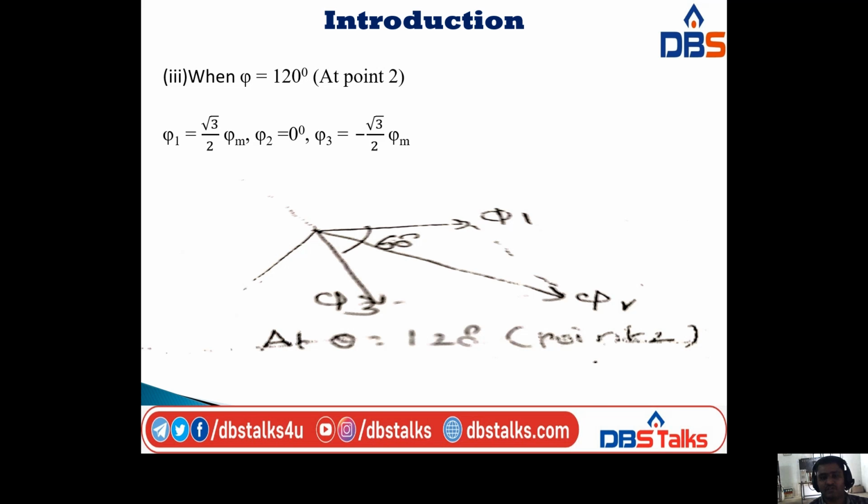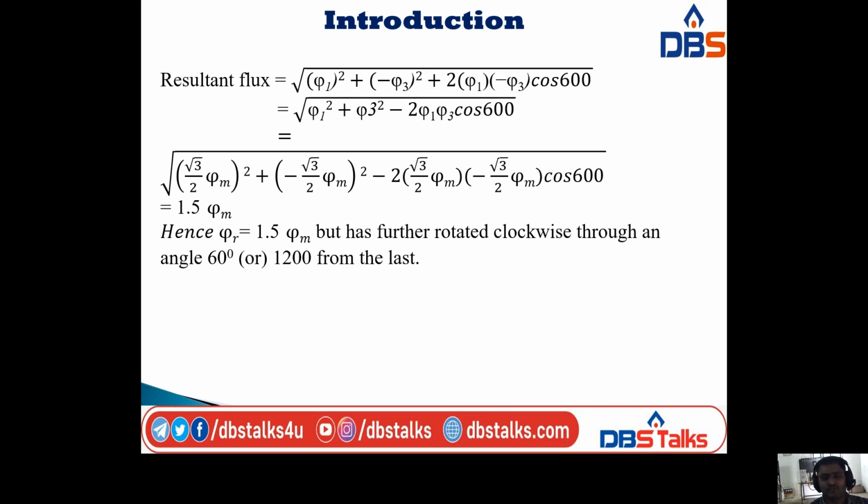So based on these values, we have to draw the phasor diagram. Here phi 2 value is 0, so please ignore the phi 2 value and take phi 3 and phi 1 values. That theta is equal to 120, that is at point 2. We have the phasor diagram like this. So phi r is the resultant sum of phi 3 and phi 1. Okay. So the resultant flux is equal to root of, you know the formula, here we are considering two fluxes, that is phi 1 and phi 3. So phi 1 whole square plus minus phi 3 whole square plus 2 into phi 1 minus phi 3 into cos 60 degrees.